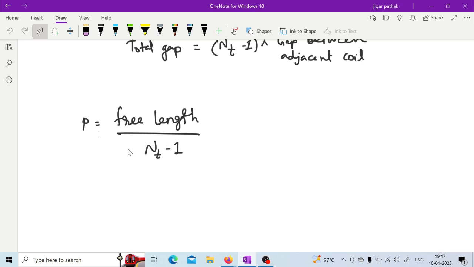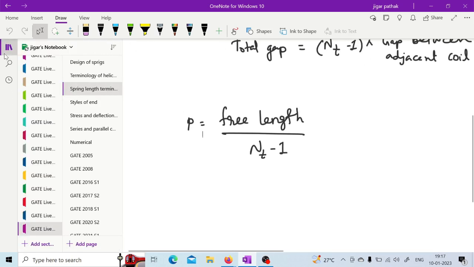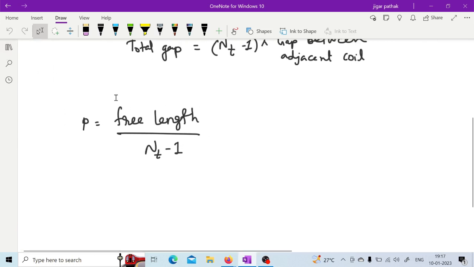Now if we go further. Excuse me, sir. Yes. Please, can you explain why total gap is equal to nt minus 1 into the gap between adjacent coils?